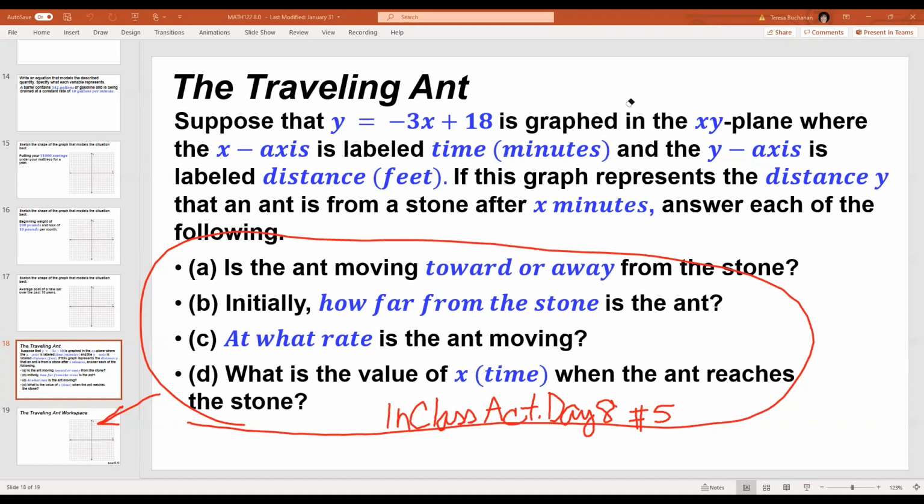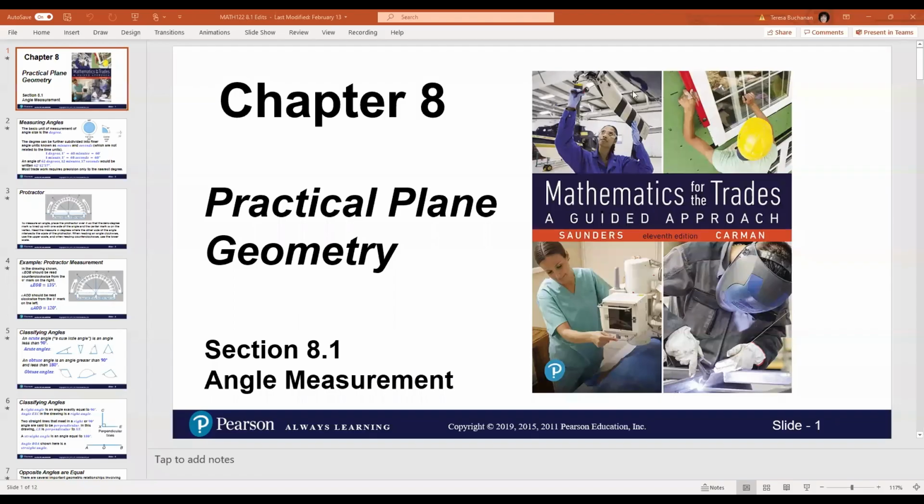All right. I'm going to close this one and bring up 81, angle measurements.